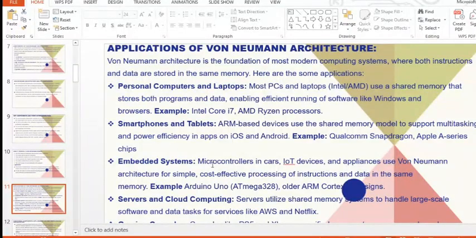processing and many more. And of course, other appliances use the von Neumann architecture for simple, cost-effective processing of instructions and data in the system memory. For example, here we are talking about the Arduino Uno ATmega.